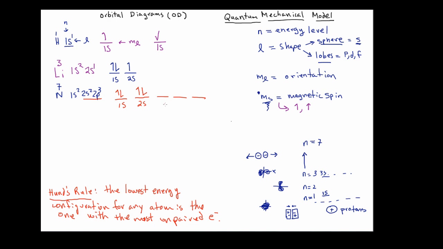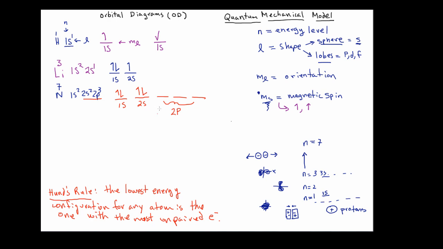3 different orientations. So I'm going to indicate that using 3 platforms, and I'm going to label this as being the 2p series like that. Each of my platforms is a specific orientation and can hold a maximum of 2 electrons. Now we have 3 electrons to go.